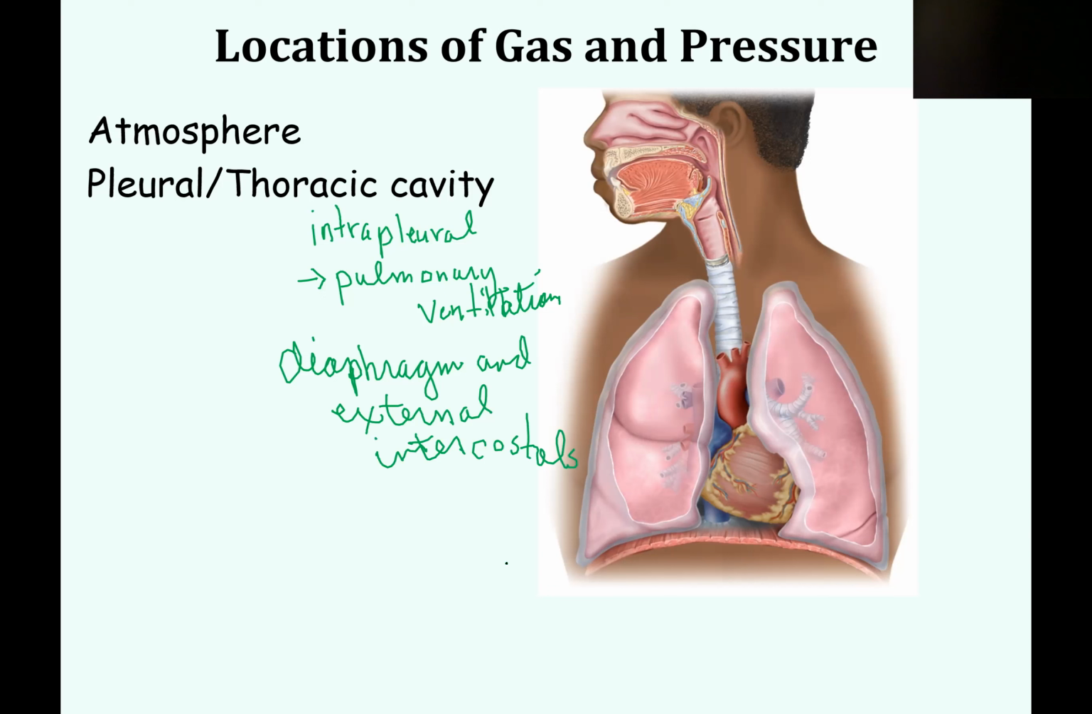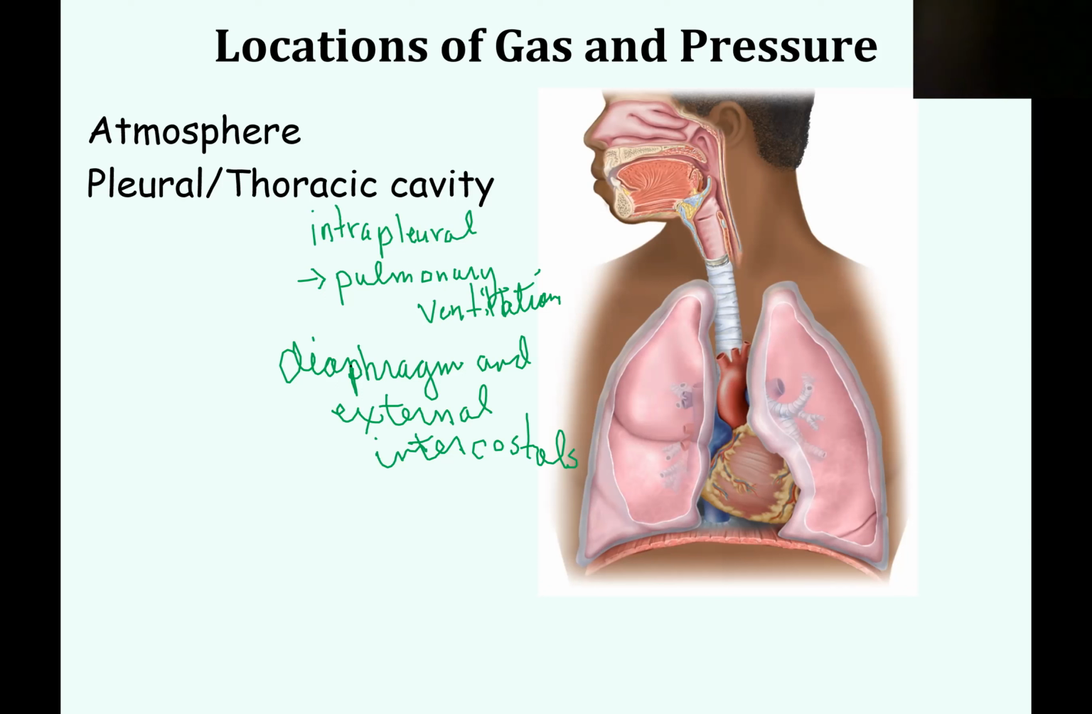Or external intercostals. They are going to have the biggest contribution to pleural or thoracic cavity pressure, or intrapleural pressure. When they contract, they're going to cause inspiration. You can contract them more forcefully, or you can contract them less forcefully. And we'll show the mechanisms of that when we get deeper into the chapter, when we go through expiration.